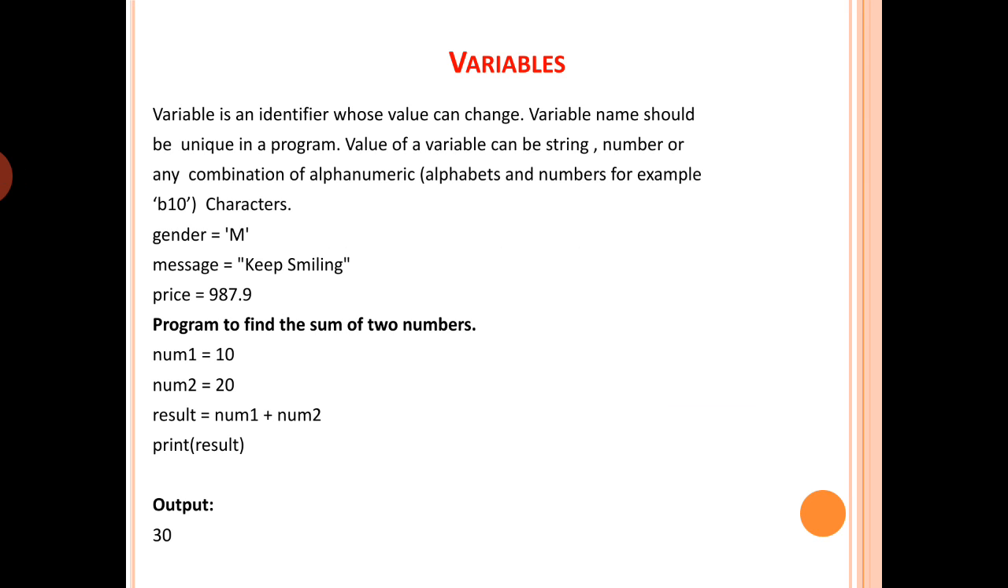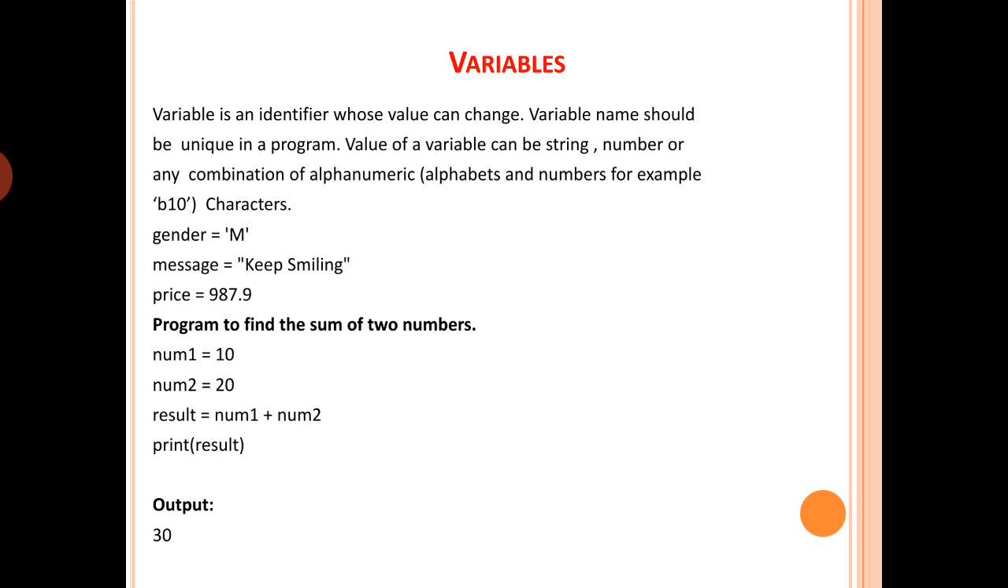Message, again, is a string variable in which the value "keep smiling" is stored, and price is a float variable in which the value 987.9 is stored. Variables must always be assigned values before they are used in the program, otherwise it will lead to an error. Whenever a variable name occurs in the program, the interpreter replaces it with the value of that particular variable.